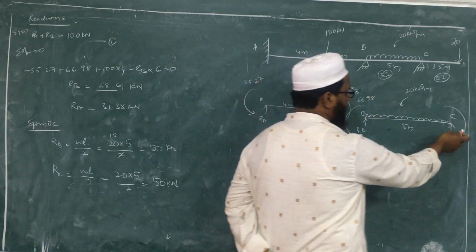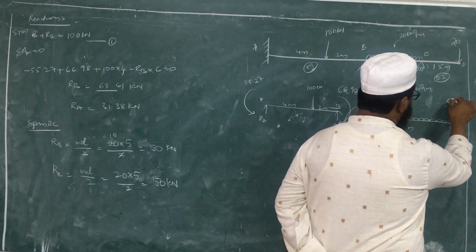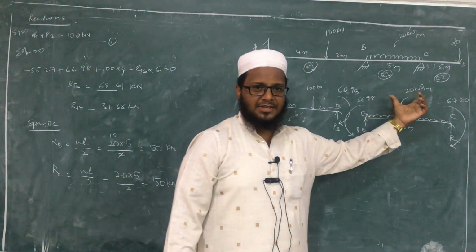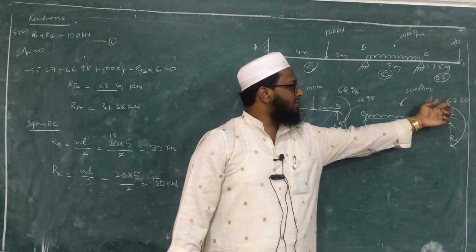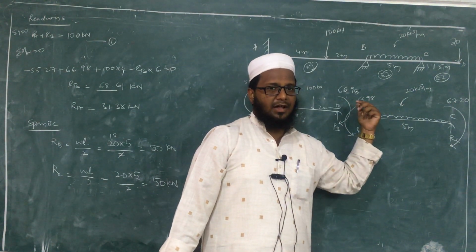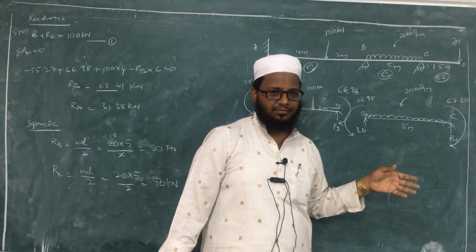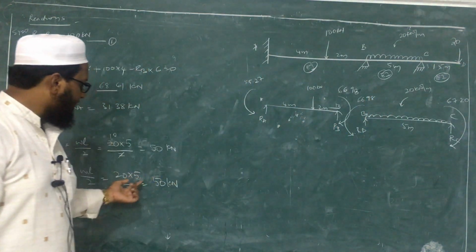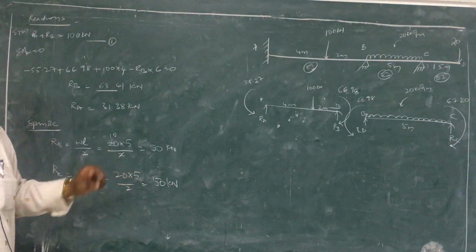66.98. What about this one? 67.20. So it is almost one and the same, isn't it? So if you do 67.20 minus 66, how much? It will become again almost 0. So RB and RC will be the same thing, that is 50 kilonewton and 50 kilonewton.